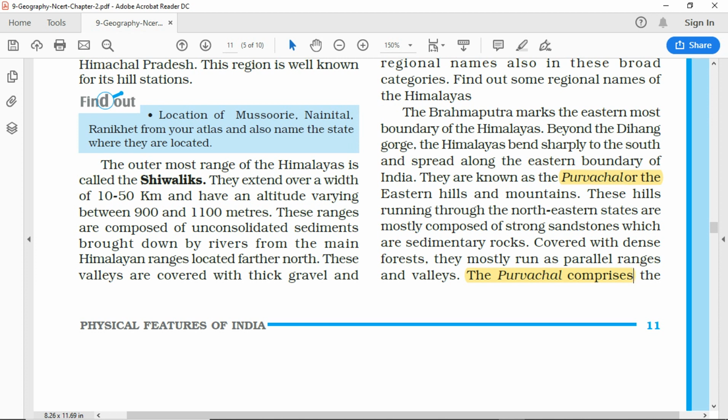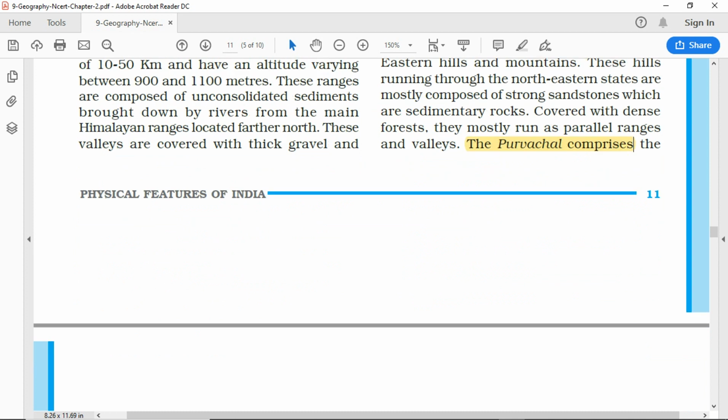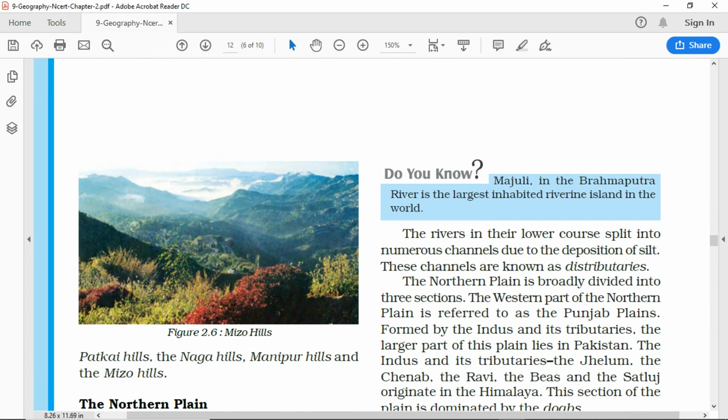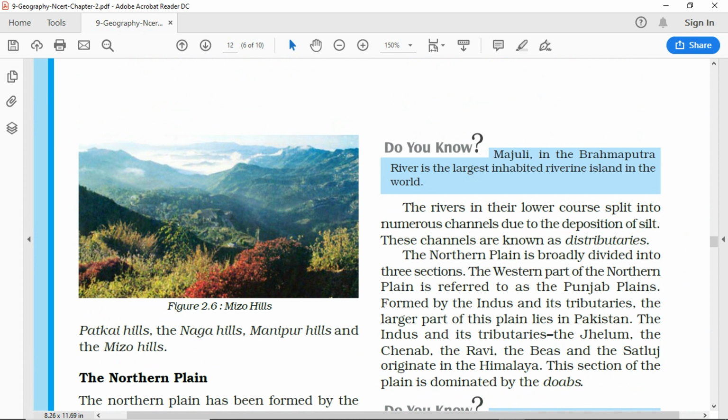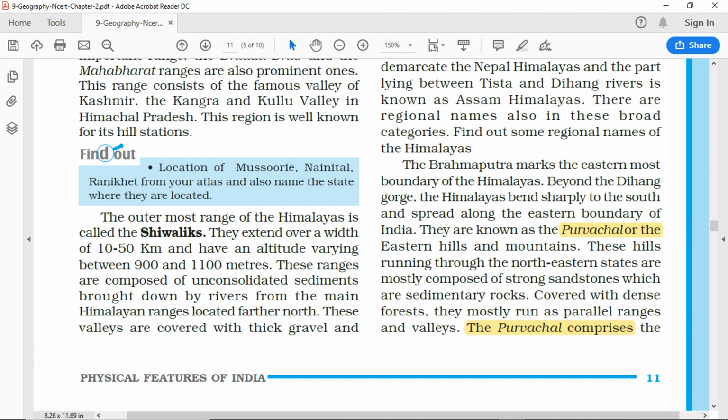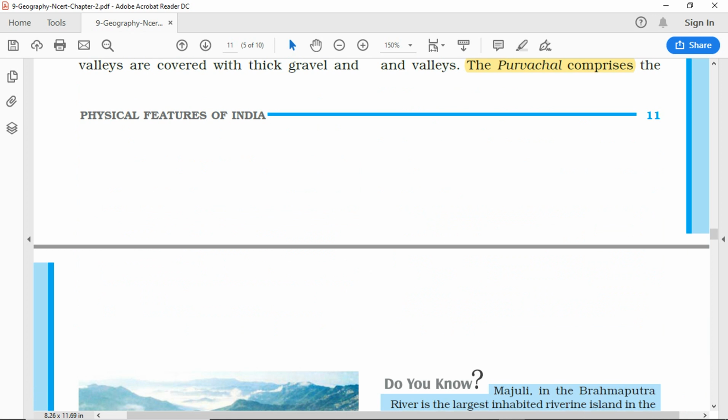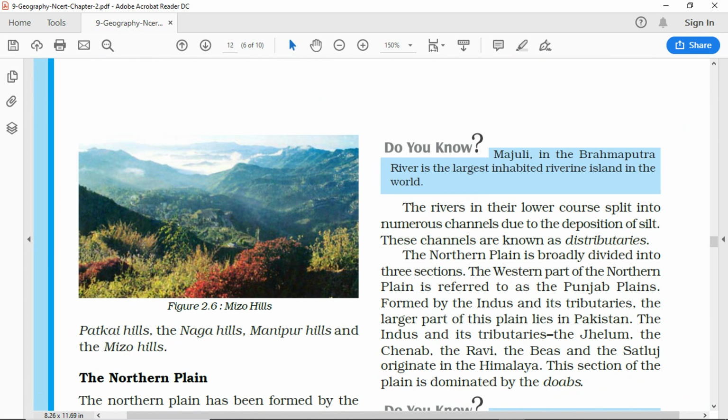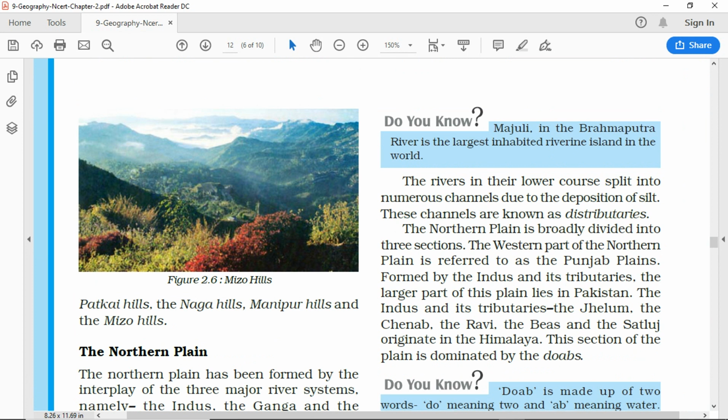Figure 2.5, the Himalayas. The range lying to the south of the Himadri forms the most rugged mountain system and is known as Himachal or Lesser Himalaya. The ranges are mainly composed of highly compressed and altered rocks. The altitude varies between 3,700 and 4,500 meters and the average width is 50 kilometers, while the Pir Panjal range forms the longest and the most important range. The Dhaula Dhar and the Mahabharat ranges are also prominent ones. This range consists of the famous valley of Kashmir, the Kangra and Kullu Valley in Himachal Pradesh. This region is well known for its hill stations.